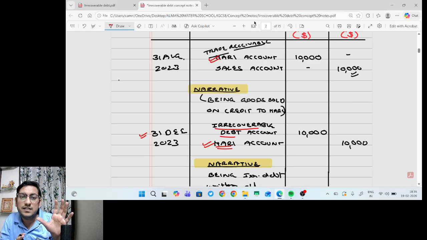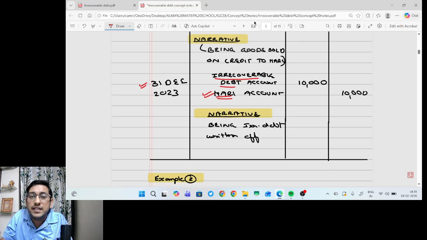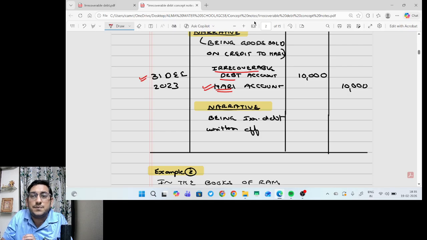Hari's account is debited and Hari's account is credited. Money is not received, so we have written it off as a loss. This loss is called irrecoverable debt. So what will be the narrative? Being irrecoverable debt written off.